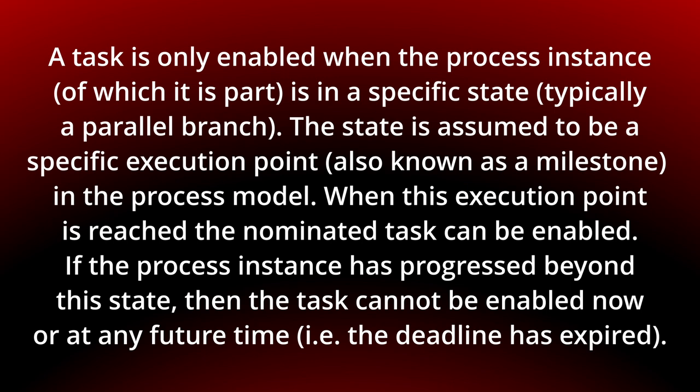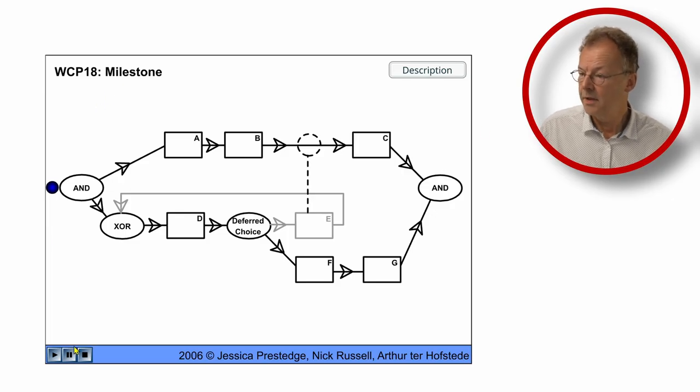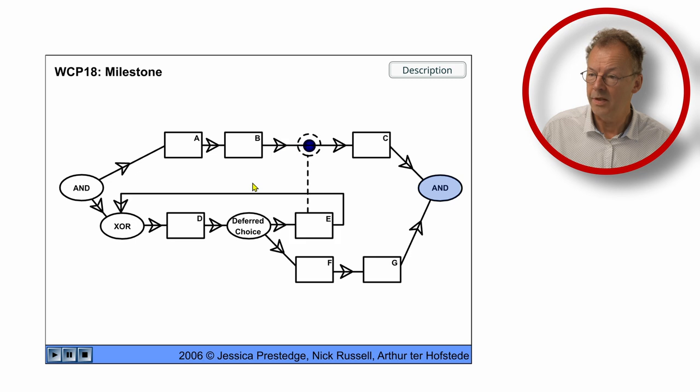You can see the behavior in the original flash animation. So in this flash animation, we will see how this works. So after the end split, we have A and B, D, and so on. Before we reach the milestone, which is this dashed circle, if we come to the deferred choice here, we only have the option to choose F, and we go F complete, G complete, and then we can complete B, reach the milestone, complete C, and we're done.